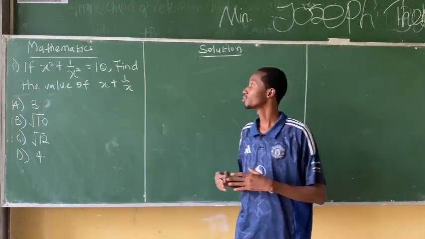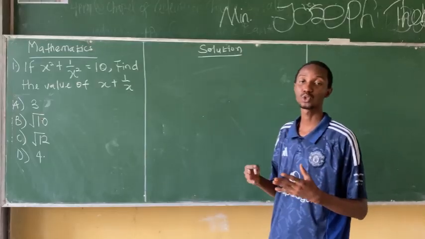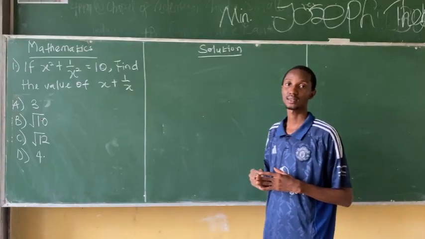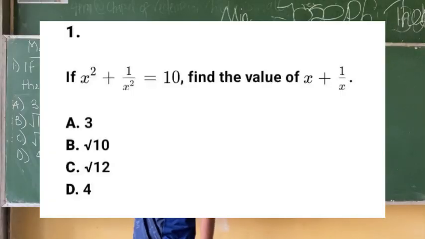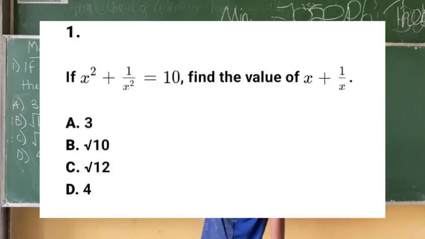In today's class, we'll be solving over 10 repeated Post-UTME questions on mathematics. The first question says, if x squared plus 1 over x squared is equal to 10, find the value of x plus 1 over x.